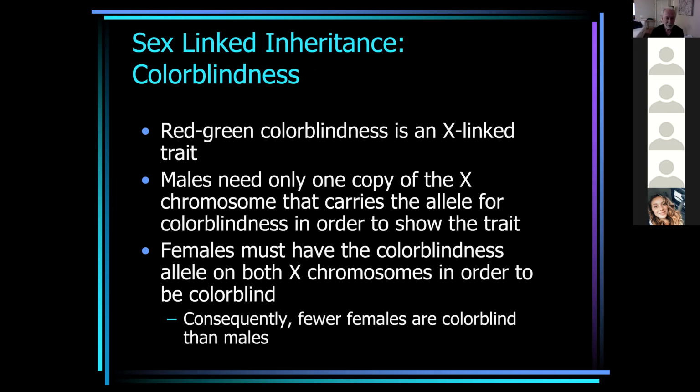So to make that real, we can say what the trait on the sex chromosome controls. And color blindness is one example. So red-green color blindness in humans is an X-linked trait. Now, males need only 1 copy of the X mutation to be colorblind. Females, on the other hand, have to have a mutation on both of their X chromosomes in order to be colorblind. So consequently, fewer females are colorblind than males.